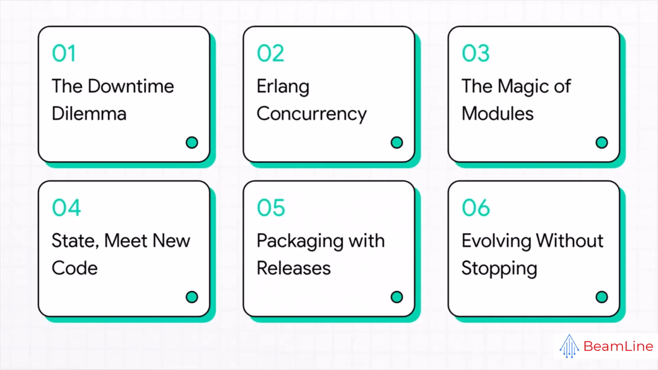So here's our flight plan. We'll start with the pain of the downtime dilemma, something we've all felt. Then we'll get into Erlang's secret sauce, its concurrency model, and how it uses modules. We'll see how state and new code get introduced, how it's all packaged up neatly with OTP releases, and finally, what it really means to build a system that can evolve without ever stopping.